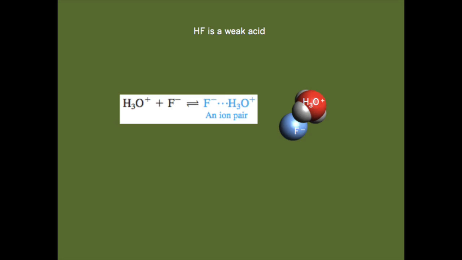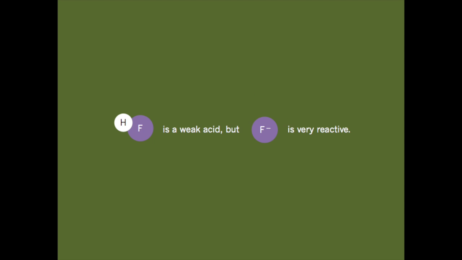Yikes. So what happened? Why did this work? Well, we've already learned in class that HF is a weak acid. So if it's a weak acid, why is it so corrosive towards things? We went over the reason for that being that it forms ion pairs in solution because fluorine is so electronegative. So HF is a weak acid, but the fluorine that's formed is extremely reactive.